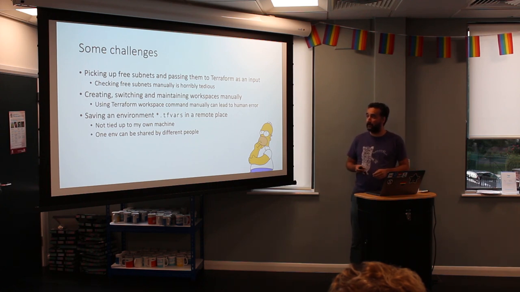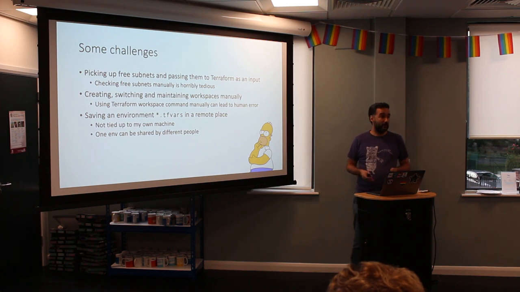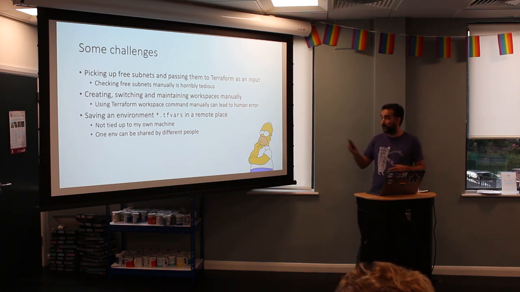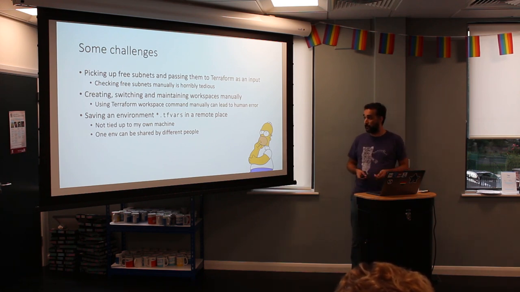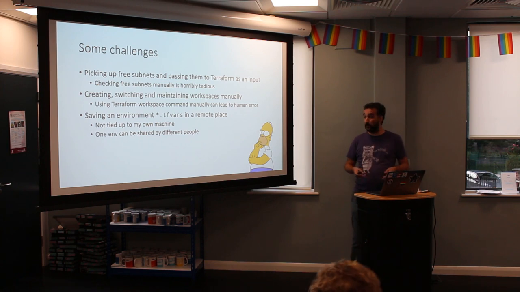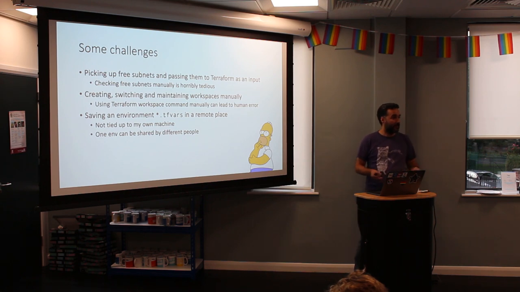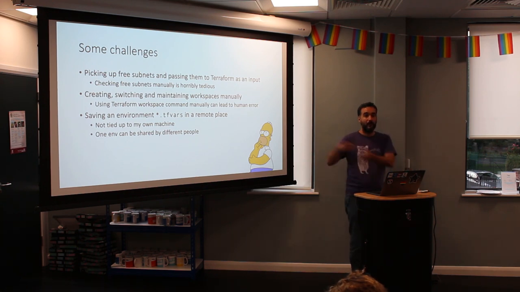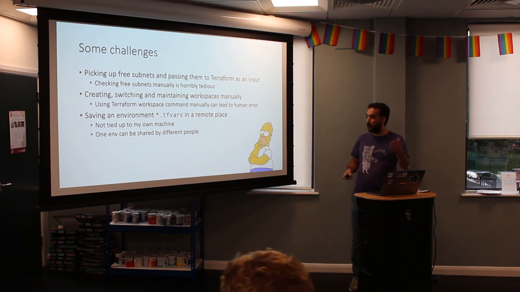Another thing I don't want to do manually is, even though Terraform Workspaces is fairly simple and nice to use, switching between workspaces is very simple, and it's also very easy to apply your Terraform against the wrong environment if you forgot to switch. So that can lead to human error very easily. And finally, we use TFVARs to pass to Terraform, which contain the subnets that the environment is going to use. And I don't want to have these TFVARs locally because that means I'm tied to my machine. And if I want to share my environment with someone else, I have to pass in those TFVARs. So I want to have them stored remotely somewhere.